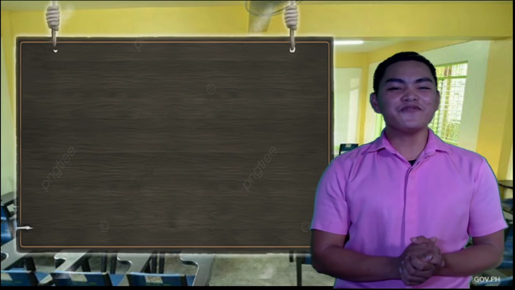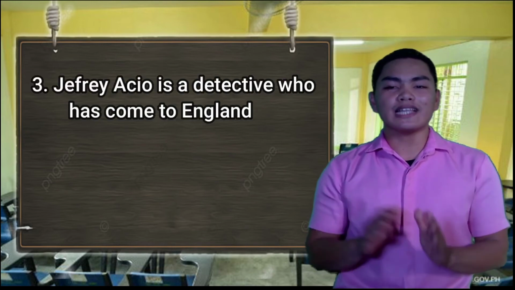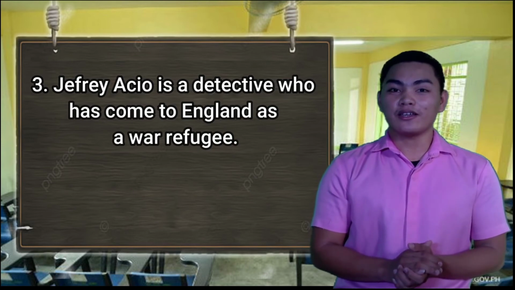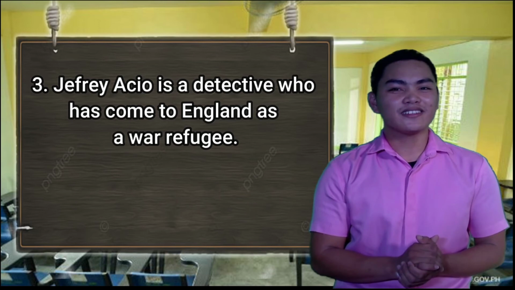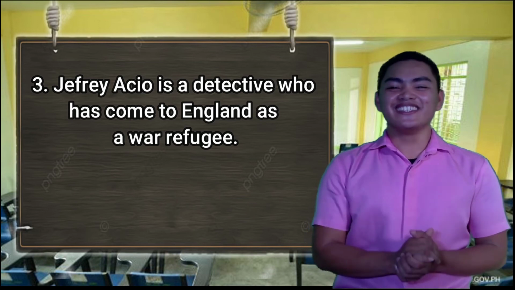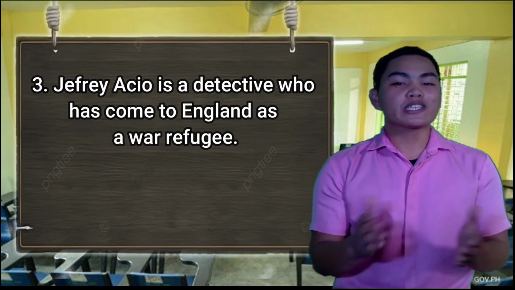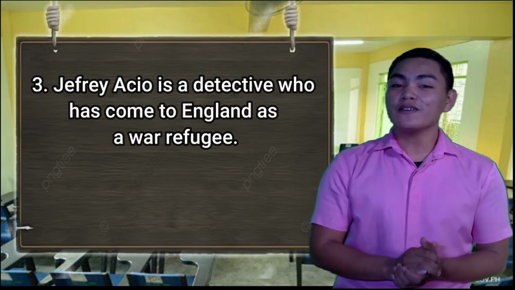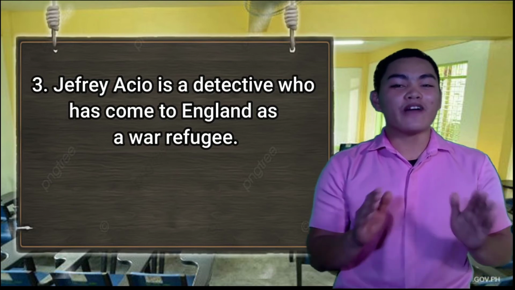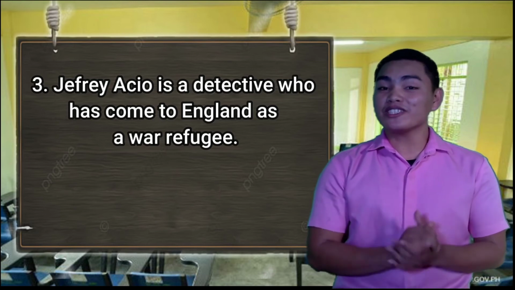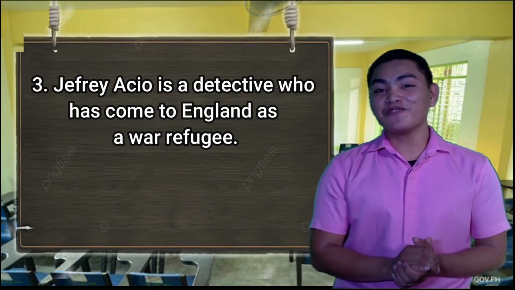Last one, we have Jeffrey Asho is a detective who has come to England as a war refugee. What do you think is the phrase that modifies the word detective? Wow, very good! The phrase that modifies the word detective is who has come to England as a war refugee. Why? Because detective is modified by a relative clause which is who has come to England as a war refugee.